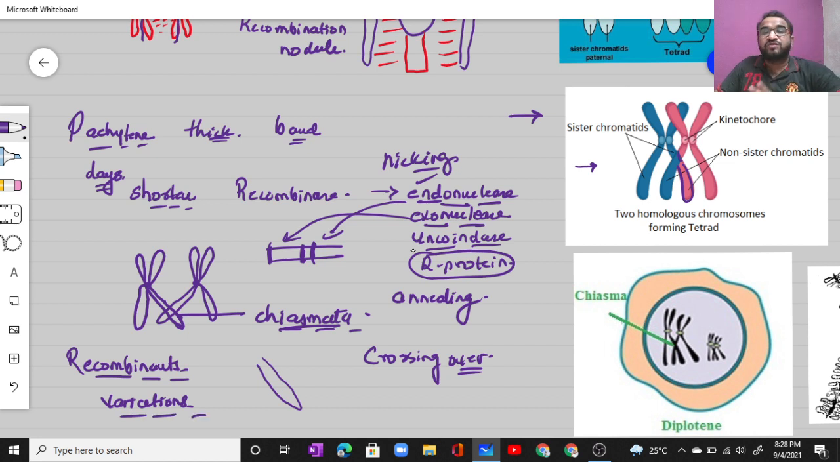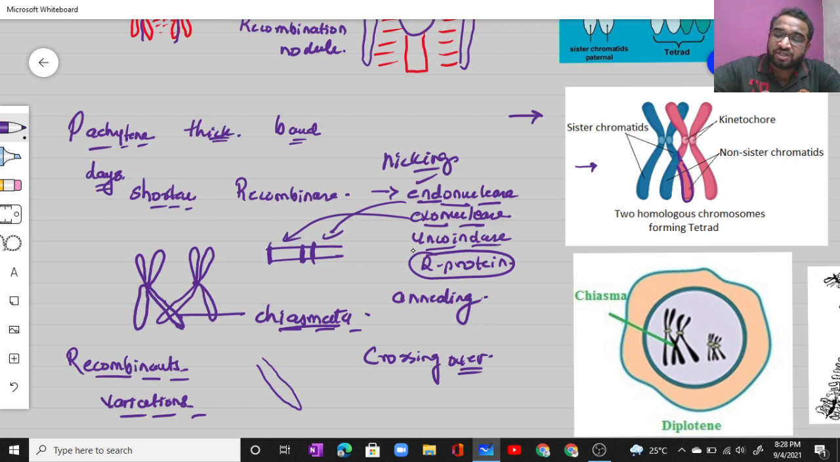New types of gene combinations are formed, because of which the evolution process takes place. So for the process of evolution, the recombination and the variation have to happen, and only then can evolution continue, right? So this is all about the pachytene stage. I hope we are clear about the pachytene stage.